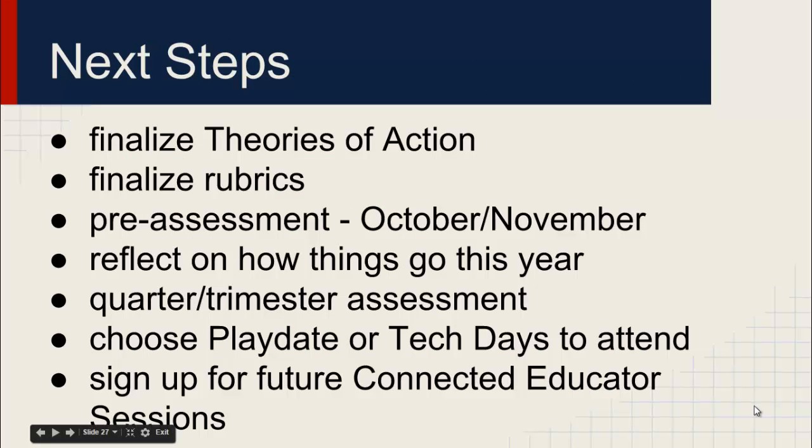Next steps are to make sure that you do have finalized theories of action, that your rubrics are finalized. If you can complete a pre-assessment, whether it's October or November, you might even do an assessment of the student skills without the technology, and what they are able to learn without technology. And then we'll continually reflect on how things go throughout the year. We ask that every quarter or trimester we do an assessment, looking at how kids are doing according to the rubric or whatever other measure you've decided to use.